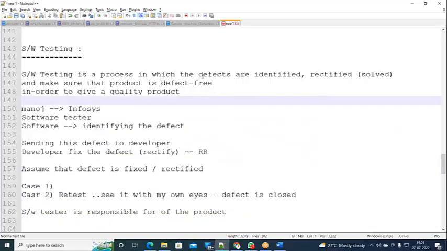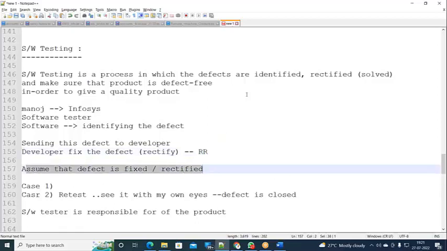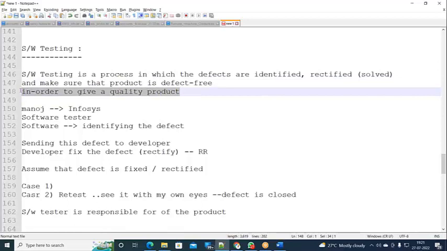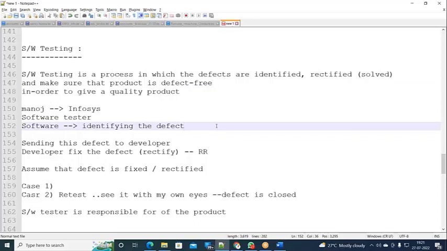So software testing is not only identifying the defect, but making sure that the defects are rectified. Who is rectifying it? The developers, like Radhika Reddy, will be rectifying it. And why are you doing the retesting? You are making sure that the product is defect free. Why do you want to make sure it is defect free? Because eventually what you need is a quality product. Are you clear with this, guys? All of you? Yes, sir. Super clear.